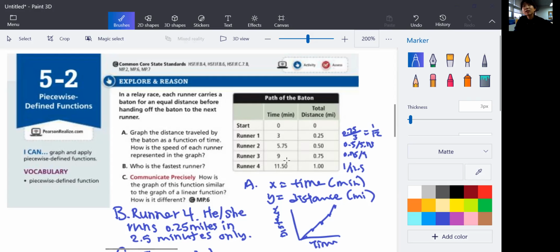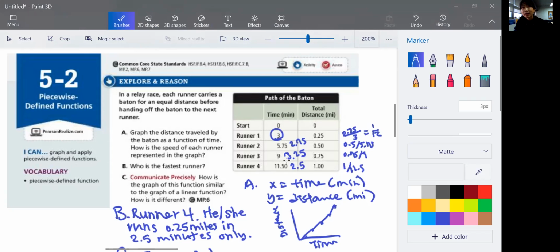If you look at the minutes, runner 1 ran the distance in 3 minutes. Runner 2 ran in 2.75 minutes, because if you add 2.75 to 3, you get 5.75. And from 5.75, if you add 3.25, then you will get 9 minutes total. And then from 9 to 11.5, you add 2.5, right?